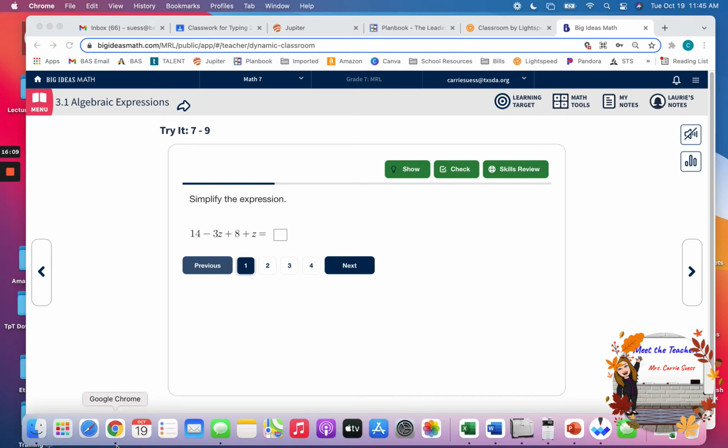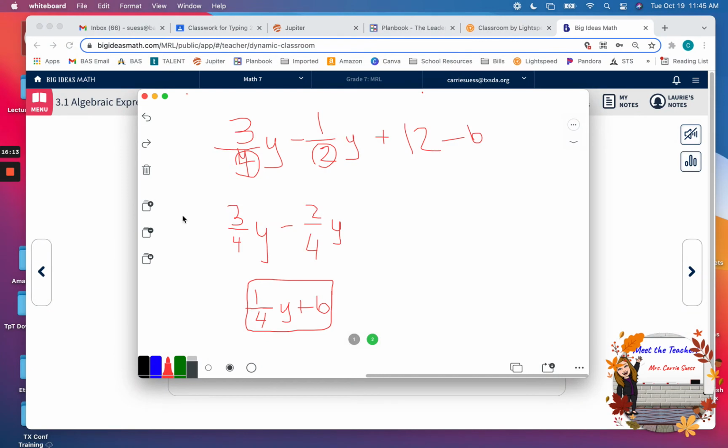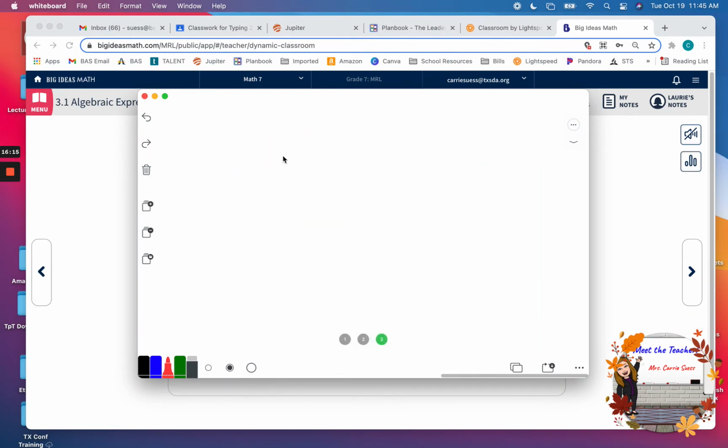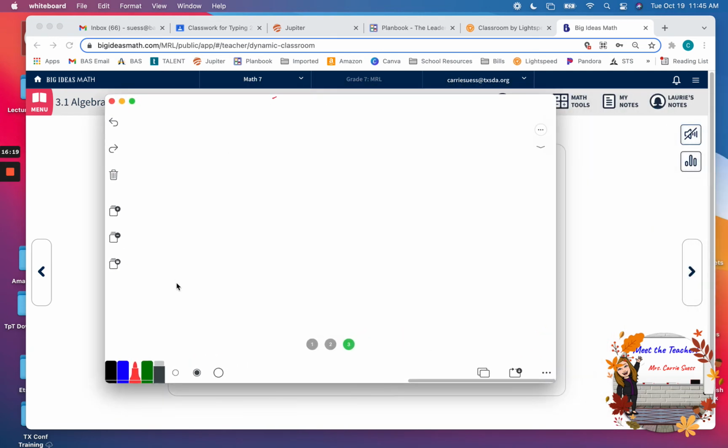Let me get my little whiteboard. 22. Yes. New page. Bless you. 14 minus 3z plus 8 plus z. Let me write this down. 14 minus 3z. Help me out. That's a fantastic 3. I love that. 3z plus 8. And then what's the last? Plus z. I always just have one number that goes haywire, right?